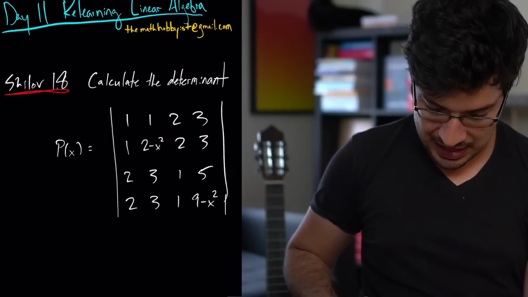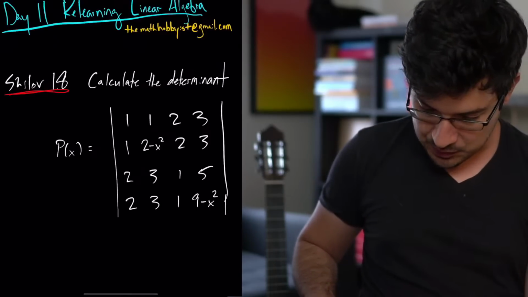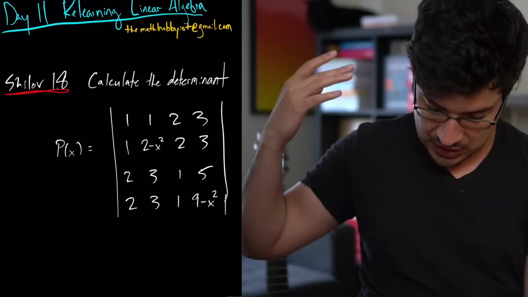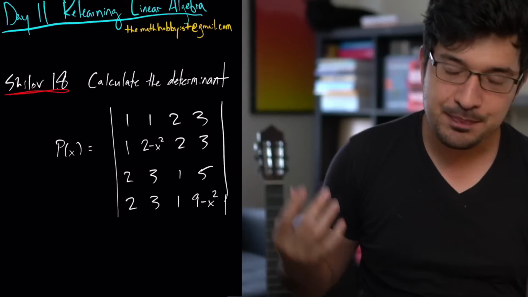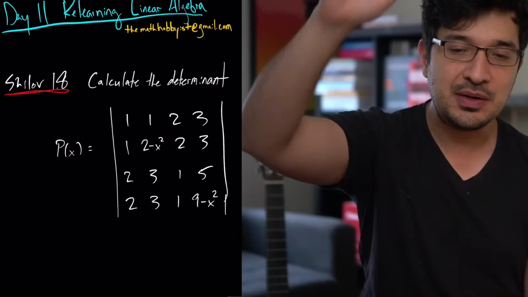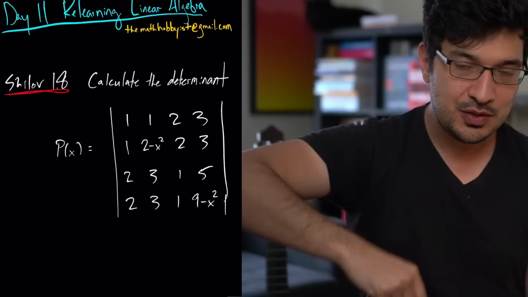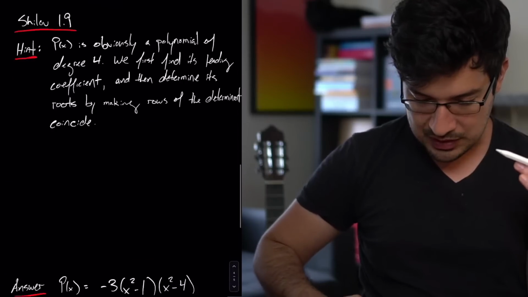Here is a determinant problem. Calculate this determinant: 1, 1, 2, 3, 1, 2 minus x squared, 2, 3, 2, 3, 1, 5, 2, 3, 1, 9 minus x squared. So, pause the video right now. Have you paused? I'm going to show the solution. So, try to work it yourself. All right, let's show the solution.